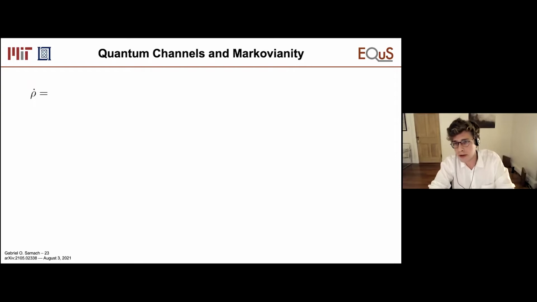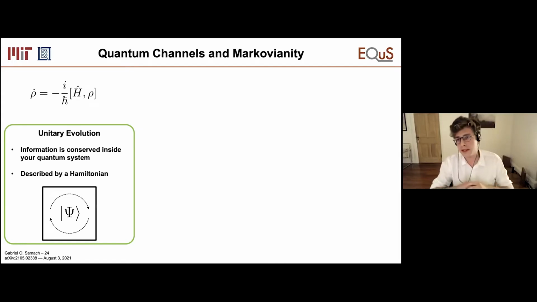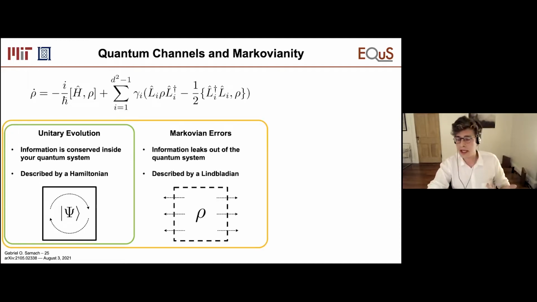Corresponding to different parts of our dynamical equation. So for example, if our qubit state is perfectly described by the Schrödinger equation, we call this unitary evolution. Here, information is being conserved inside the quantum system, and this is well described by a Hamiltonian. If we expand this to the master equation, we can now account for these so-called Markovian errors. Here, information is leaking out of the quantum system, and this process is well described by a Lindbladian, by the jump operators and their decay rates.